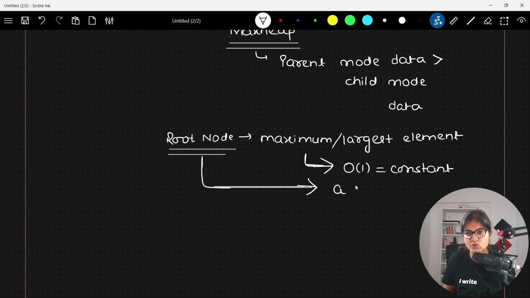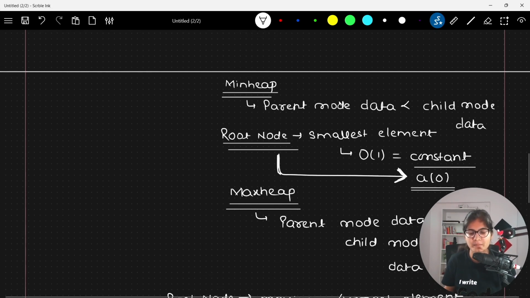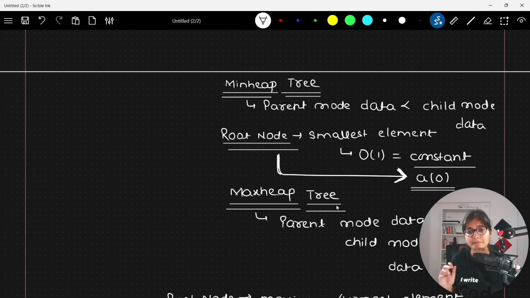Because here also inside an array, we can simply call the 0 index, that first element inside the array, which will give me the maximum element in case of a Maxheap tree. So two components that we know, Minheap tree and Maxheap tree, inside a heap-based data structure.